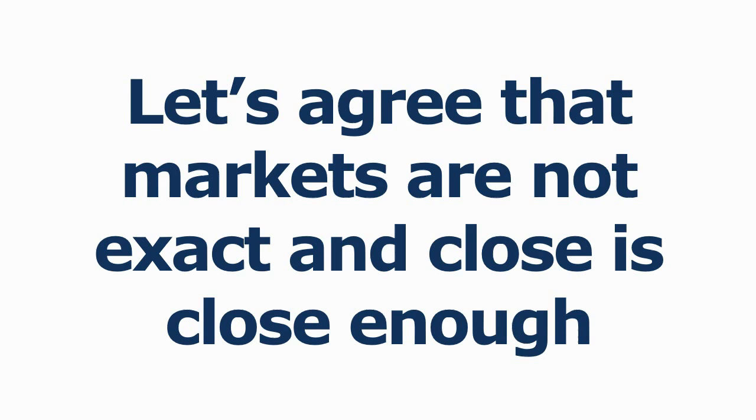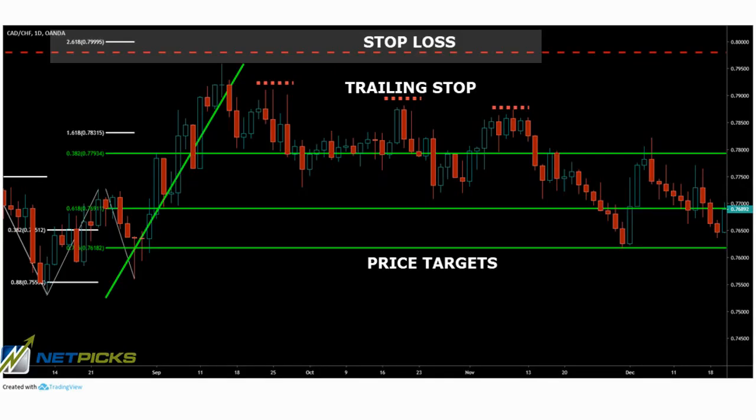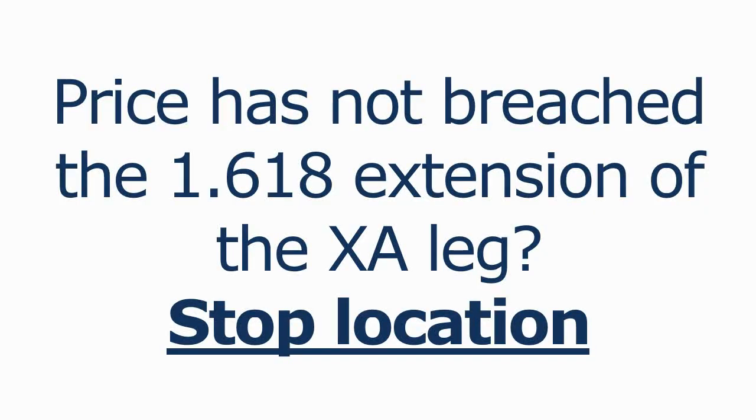to A leg. And while the hard and fast rule is that the A to B leg must retrace 78.6 of the X to A leg, let's agree that markets are not exact and close is close enough. Every method of trading should have a stop, and the harmonic butterfly pattern has a built-in stop loss location. So your stop loss on this trade here should go just beyond the trading zone that's outlined via the fib ratios. And some traders, if price has not breached the 1.618 extension of the XA leg, will put their stop loss just above that location.